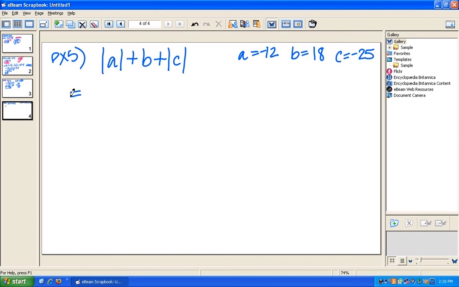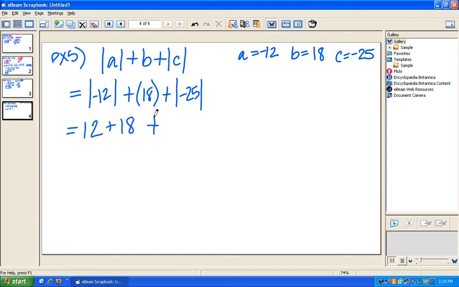So I'm going to plug in my values. I have to keep my absolute value signs, but I get to plug in -12 for that A. Plus, my B is 18, so I'm plugging in an 18, plus my C, which is -25, and I have to keep those absolute value signs and then just plug in my -25. Now I'm going to do my grouping symbols. First, the absolute value of -12 is 12, plus 18, plus the absolute value of -25, which is 25.